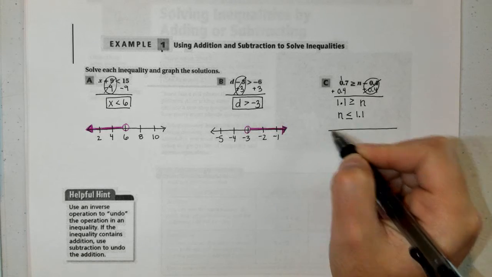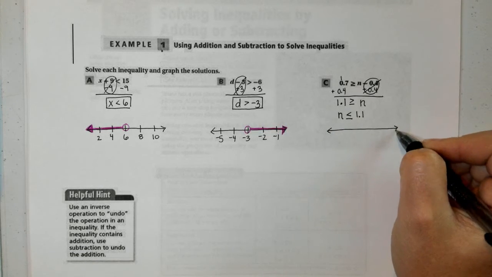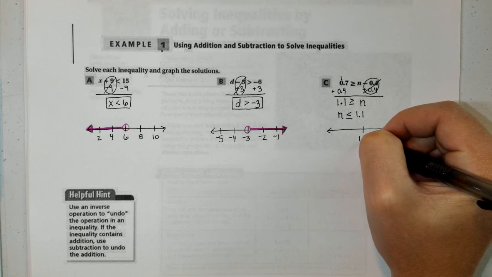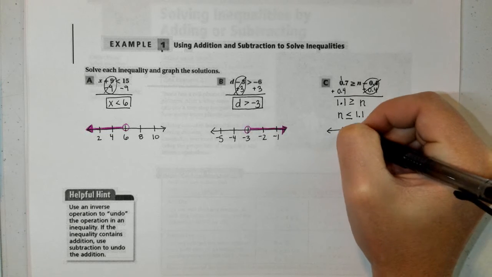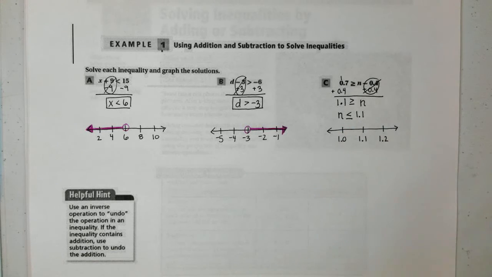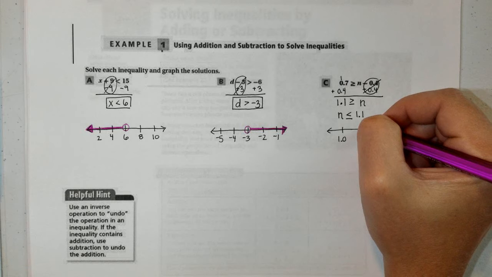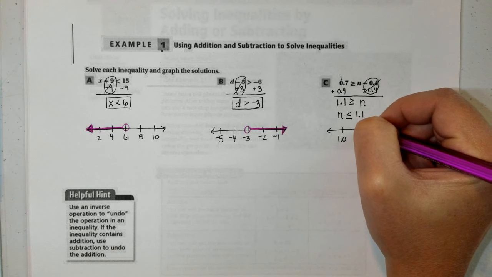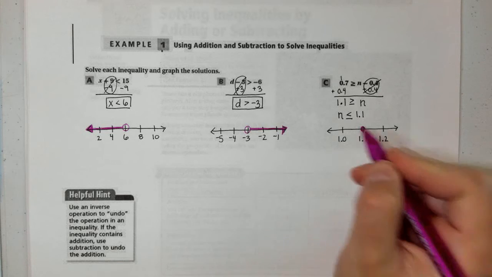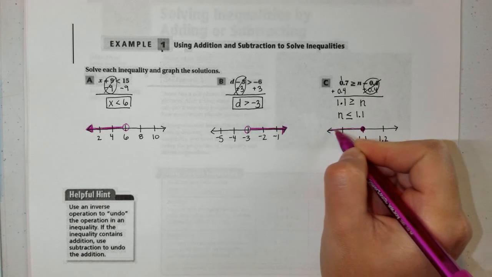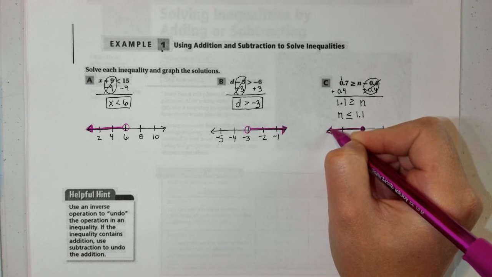Now I'm going to go ahead and graph it. So we have 1.1, 1.2, and then over here 1.0. It is less than or equal to, so I'm going to have my dot at 1.1, but it's equal to, so my dot gets filled in. And then n is less than, so I shade to the left here. I'm shading to the left, and then I'm going to draw my arrow.